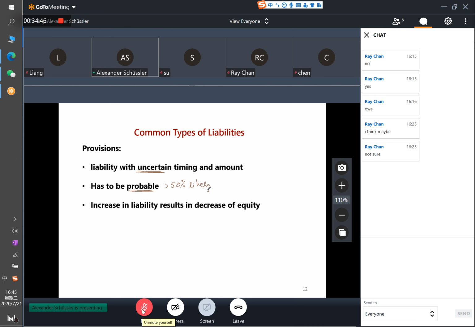So a provision meets the definition of a liability, but you have to be aware that there's a lot of probability and uncertainty involved. But it is a liability that decreases equity and earnings, and it is on the balance sheet. Can you name any examples for provisions? Do you have an idea?